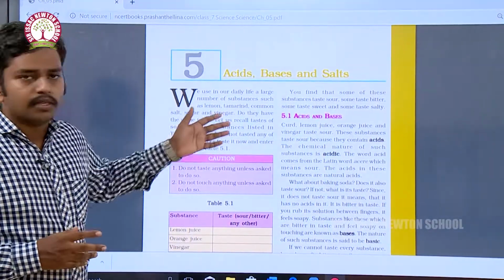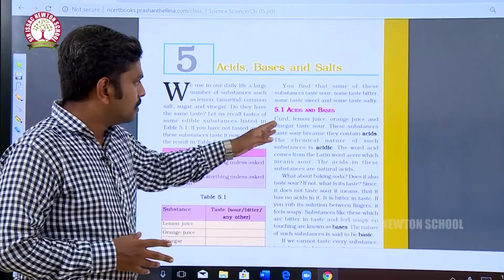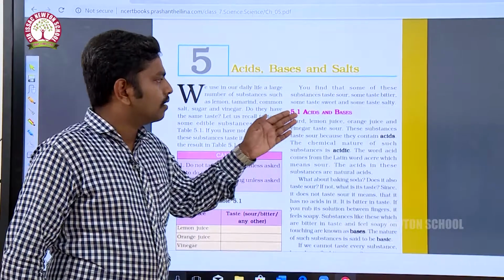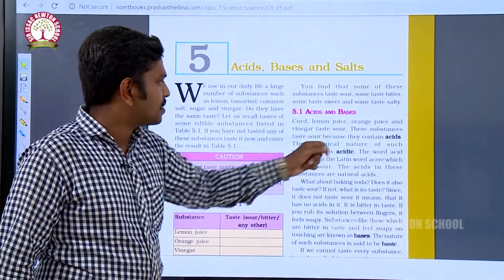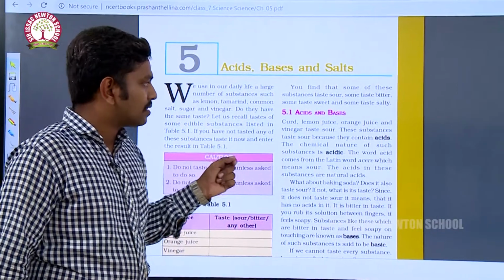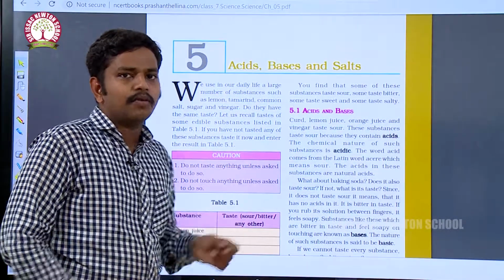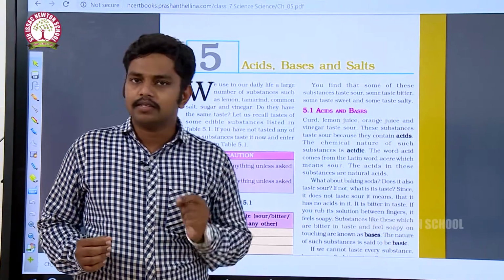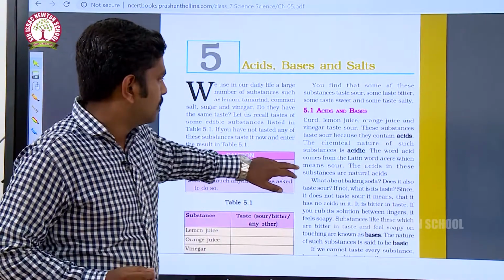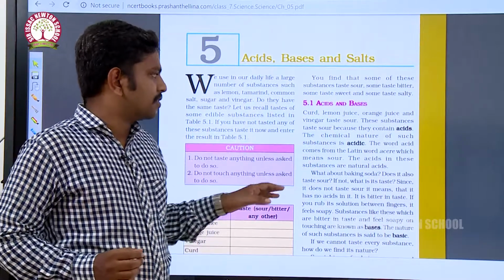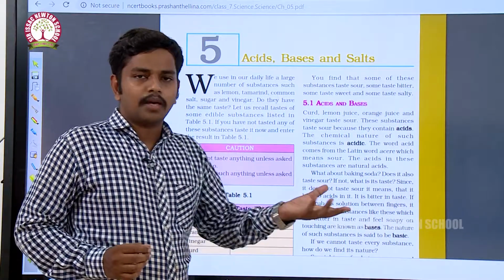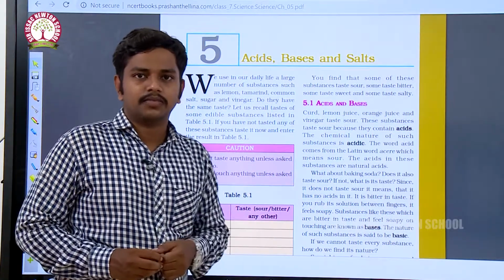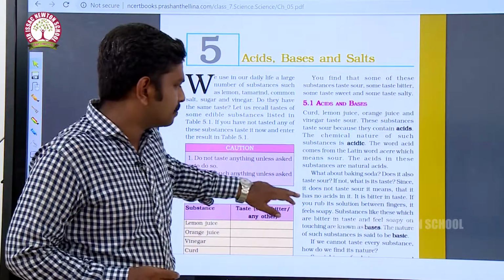You will see what acids are. Curd, lemon juice, orange juice and vinegar taste sour. These substances taste sour because they contain acids. So wherever a substance is sour in taste, acid is present. The chemical nature of such substances is acidic. So lemon has an acidic nature.